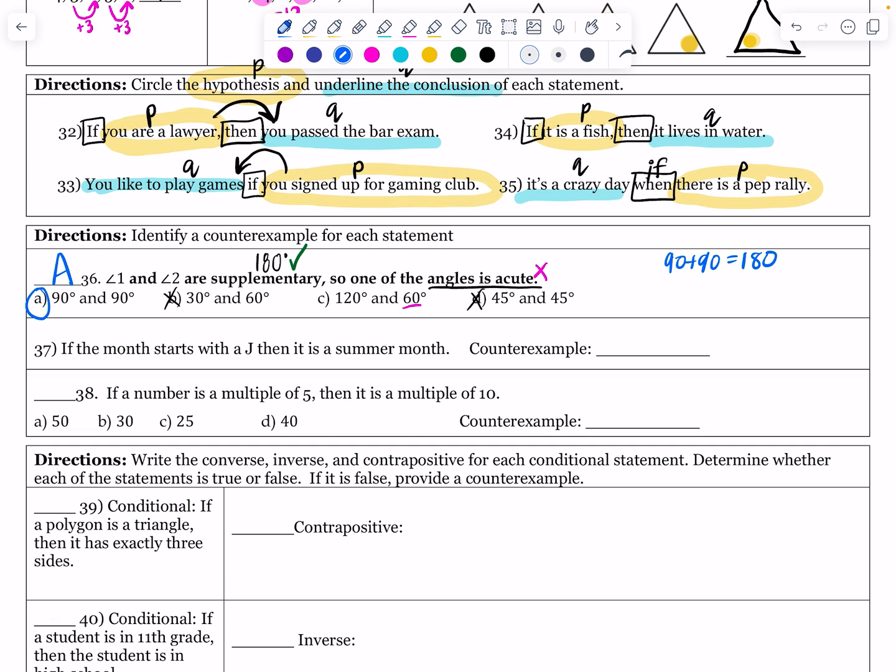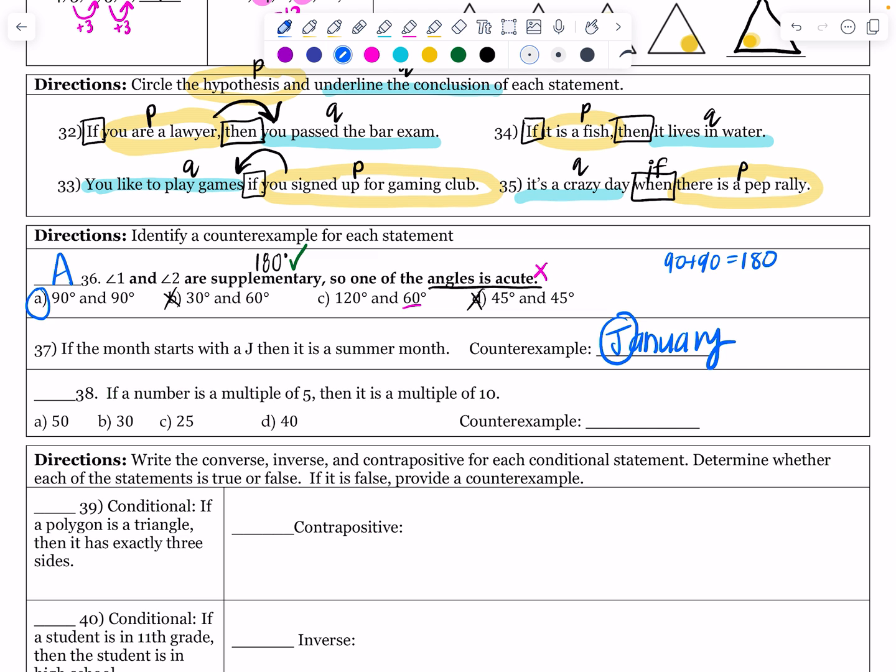If the month starts with the letter J, then it's a summer month. So June and July would be examples that make you think that that might be true. What's a counterexample? The month of January starts with the letter J, but it is not a summer month.